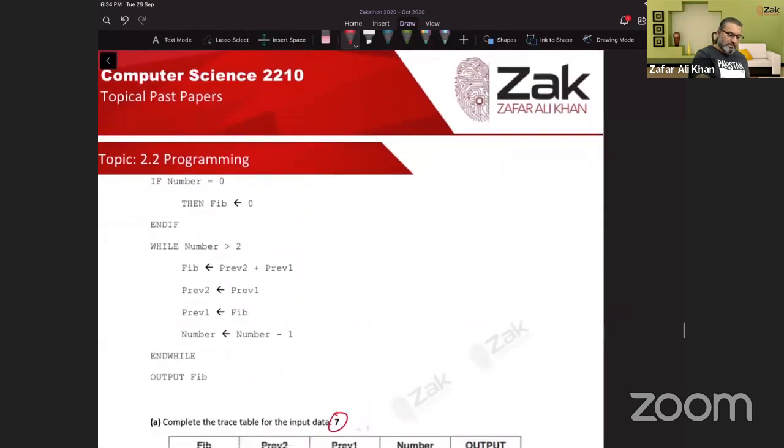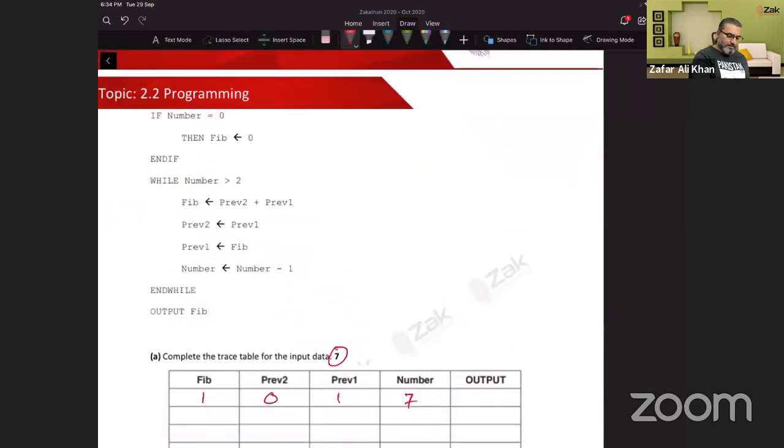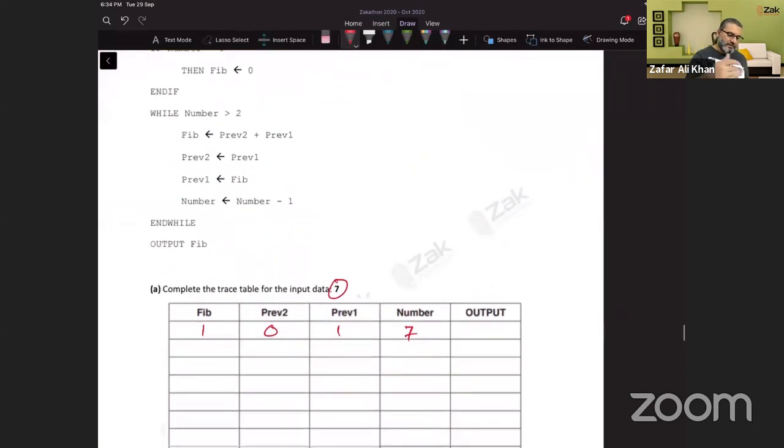If number is equal to 0, no, we go to end if, while number is greater than 2. Now a loop will work. Fibonacci is equal to previous 2 plus previous 1. Previous 2 plus previous 1 will be 1. Previous 2 is equal to previous 1, 1. And previous 1 is equal to Fibonacci 1. Number is equal to number minus 1, 6. And while number is greater than 2. Yes, it is 6. You go back.